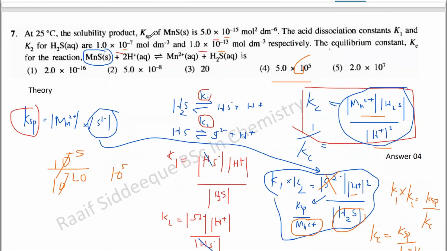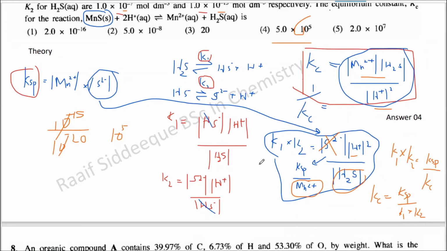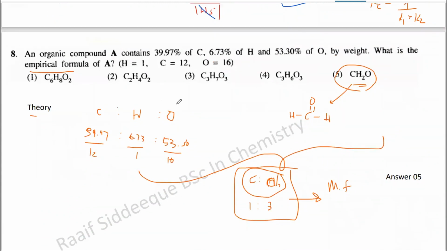So KSP, you have the K1 and K2 ratio. This will be around 10 to the power minus 20. This is 10 to the power minus 15, minus 5. Then we do 10 to the power minus 15 or 10 to the power minus 20. You will have 10 to the power 5. Now I was talking about this question. When you put these values and do the ratio, you will have this empirical formula. So this question is straightforward.